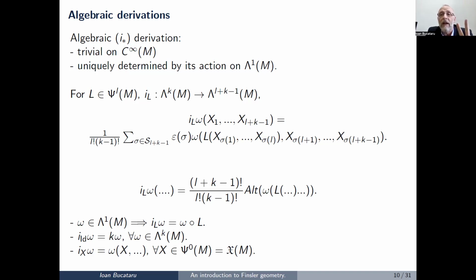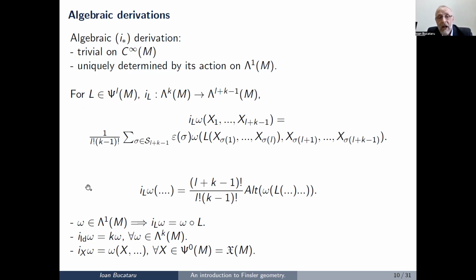So in my case, the wedge product is just given by the determinant rule. Okay, so this is a derivation in the sense of the definition that I presented above, of derivation of degree L minus 1.